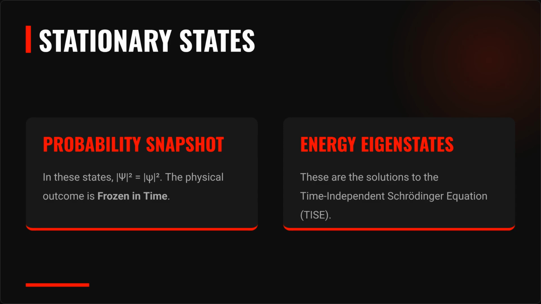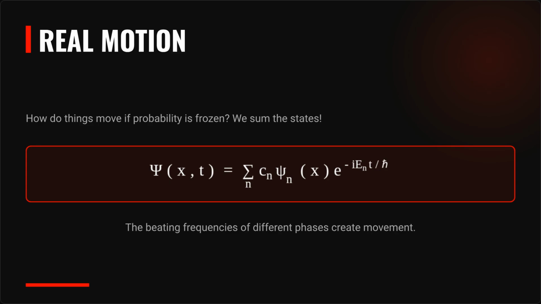These are the energy eigenstates that solve the time-independent Schrödinger equation, or TISE. Real motion occurs when we sum different stationary states. The beating frequencies of their phases create movement in the overall quantum system.